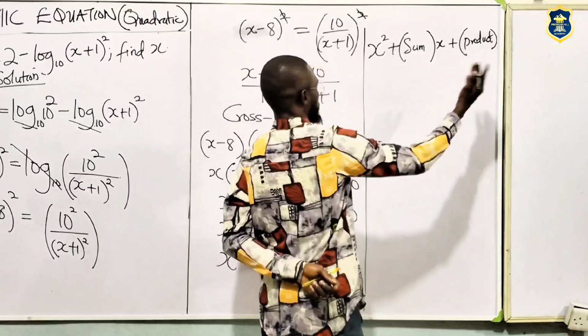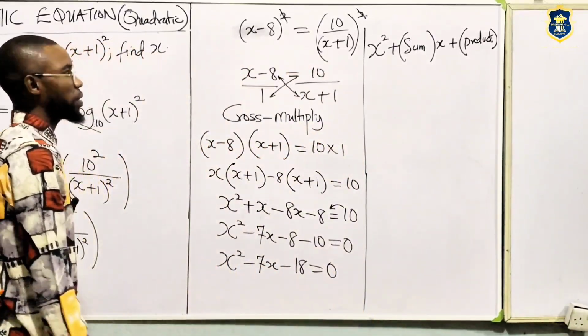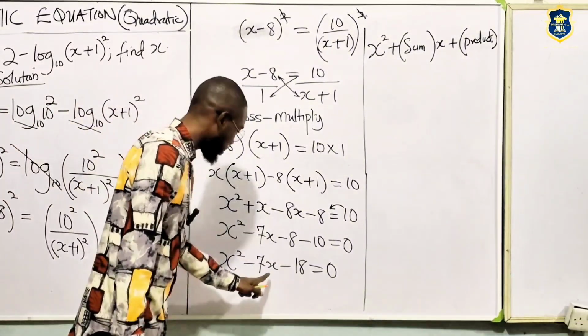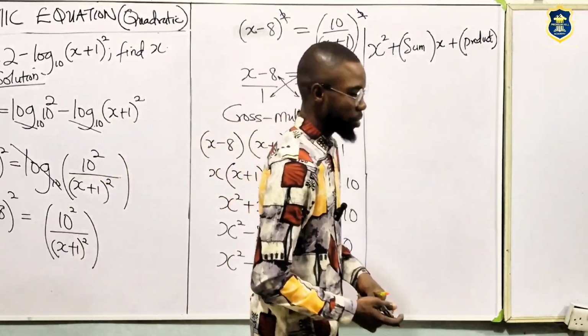Right, equal to 0, stuff like that, equal to 0. So with this, what do we have? Look at this carefully. What two things can we add or subtract? We're going to get minus 7, and if we multiply those two things, we're going to get what? 18. So can you try?